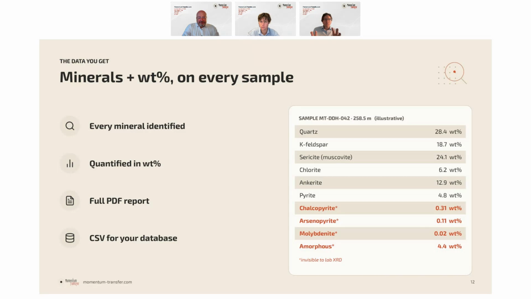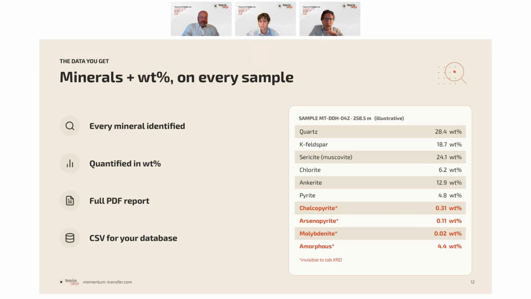This is an example of what you can get out of the analysis. It gives you a list of course, all your gangue minerals, but also all the interesting minerals for your recovery. It gives you a good insight into the trace minerals. You can see in this case, molybdenite is being quantified down to 0.02%. You get an astoundingly good handle also on amorphous content as well.